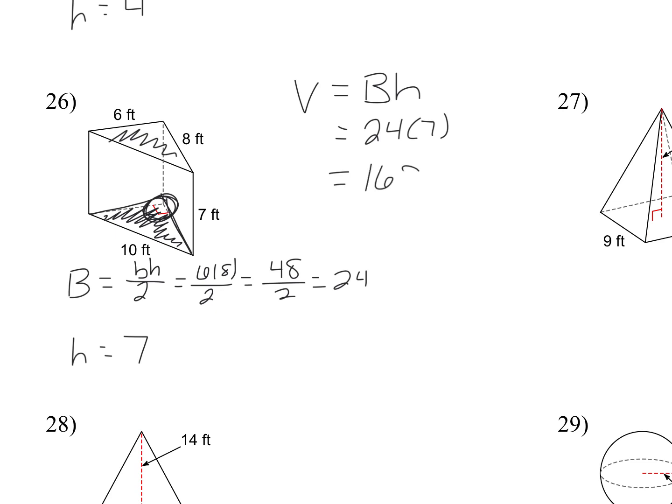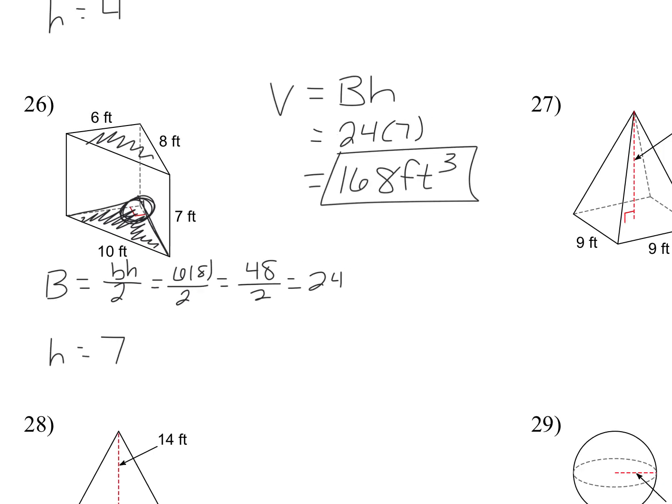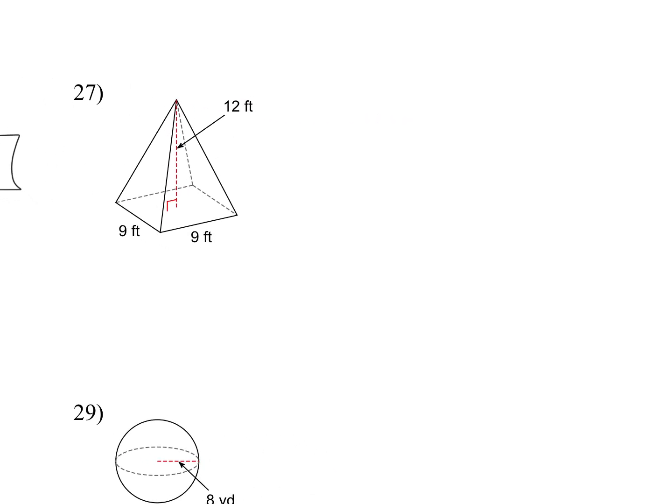You should get 168 feet cubed. Good. Any questions with the prism formula before I move on? All right, number 27, what's its shape? A rectangular pyramid. So what formula am I going to use if it's a pyramid? V equals base times height divided by 3. Yep, capital B times H divided by 3.